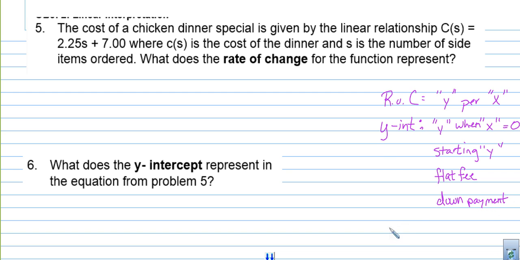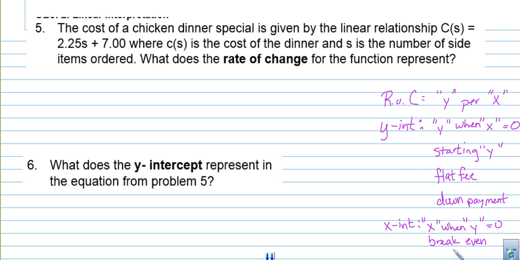Okay? And then your x-intercept, that's going to tell us the x when the y equals 0. And then sometimes it tells you the break-even point. If you're talking about when you're making profit, something like that, that's your break-even point, okay?